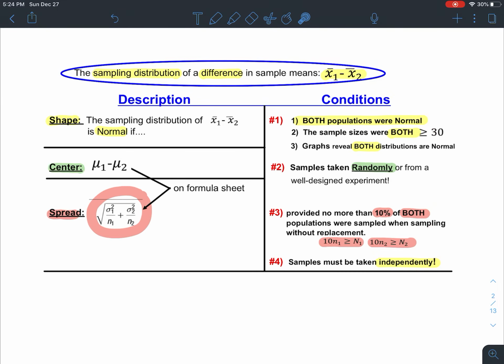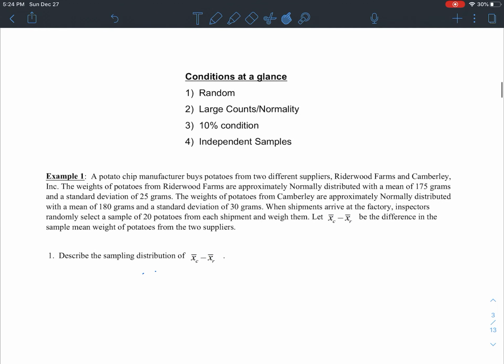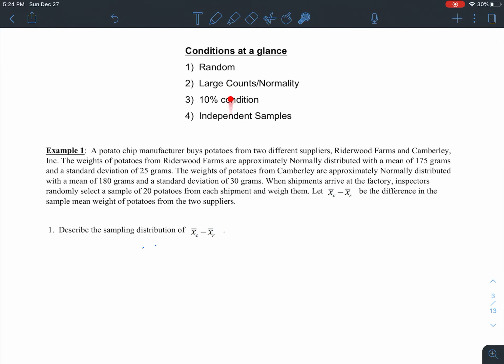Okay, so these conditions that you see listed here, all four of those are listed very abbreviated here on this next page. Oftentimes we link together and say in the same sentence that both of the samples were taken randomly and independently. It's very important that we list those conditions whenever we are constructing either confidence intervals or doing significance tests.